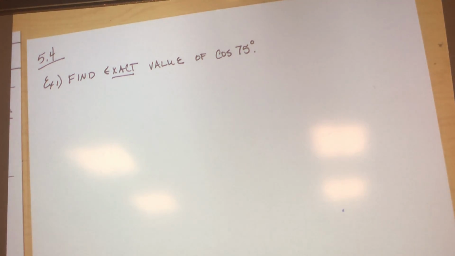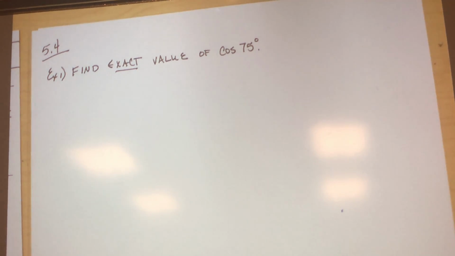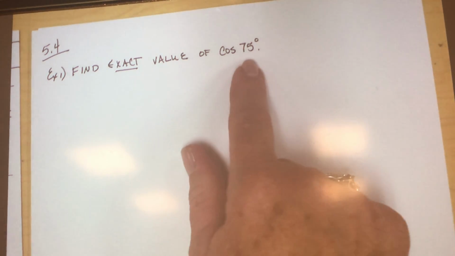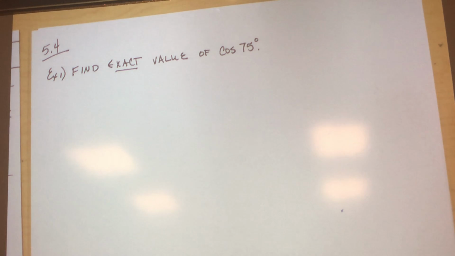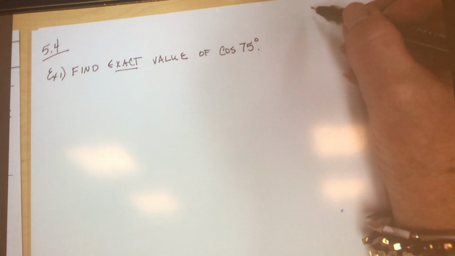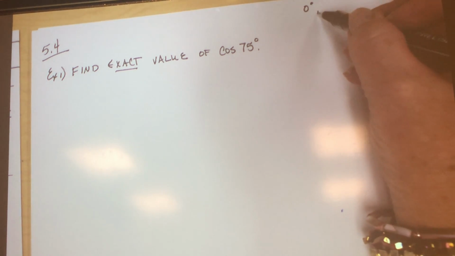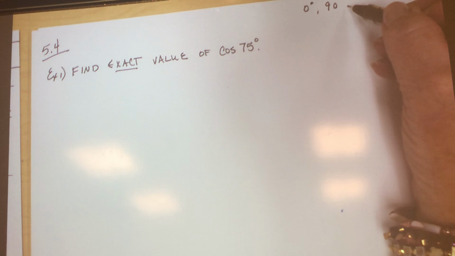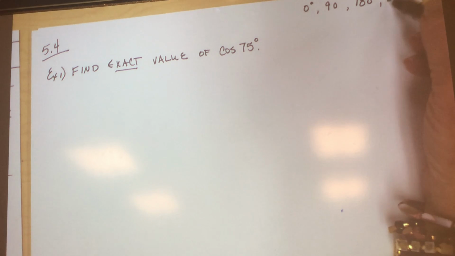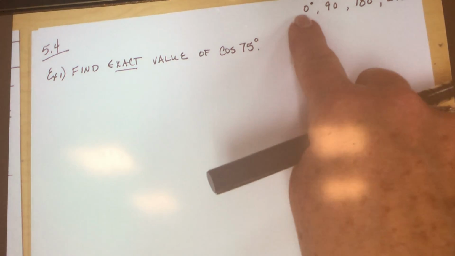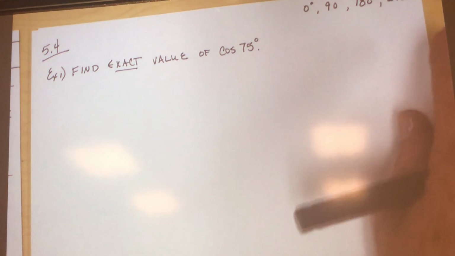No calculator. So what's the first thing that pops in your head? Unit circle. Okay. So what about the 75? Well, that's not a special one. So let's talk about the special ones that we can use. The first ones are going to be the quadrant angles: 0 degrees, 90 degrees, 180 degrees, 270, and then 360, which is 0. Do you agree? Those are all the quadrant angles.